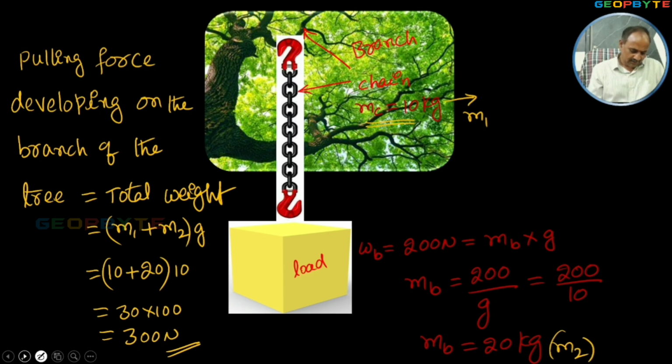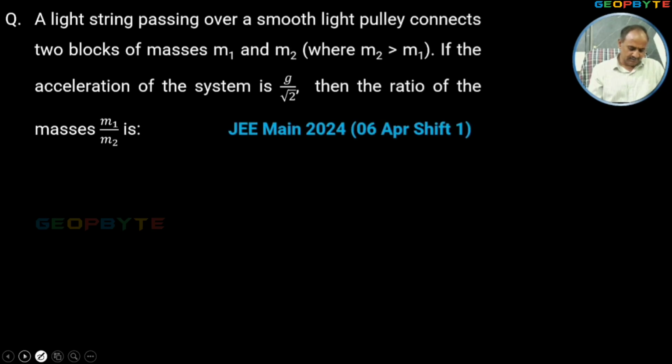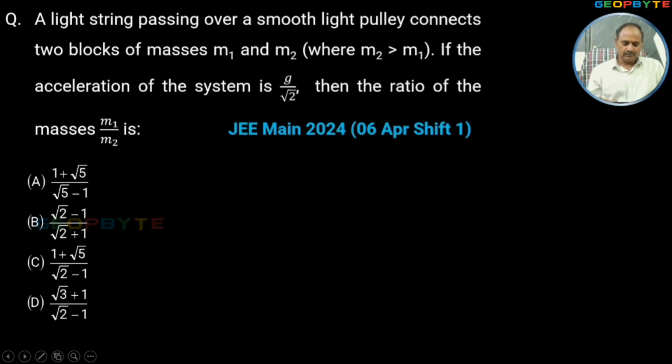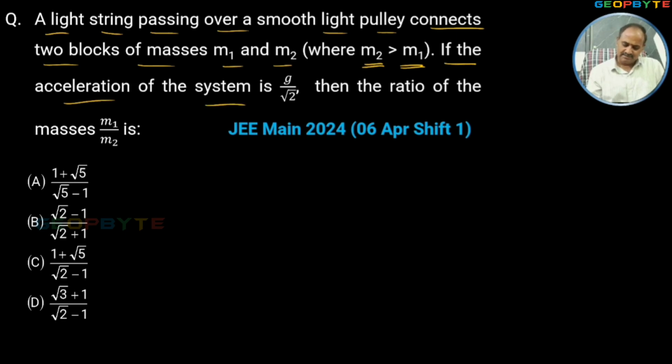Yes. Then let's take another question. Try to read it clearly. It is asking like this. A light string passing over a smooth light pulley connects two blocks of masses m1 and m2, where m2 is more than m1. If the acceleration of the system is given as a equal to g by root 2, then find the ratio of masses m1 and m2.